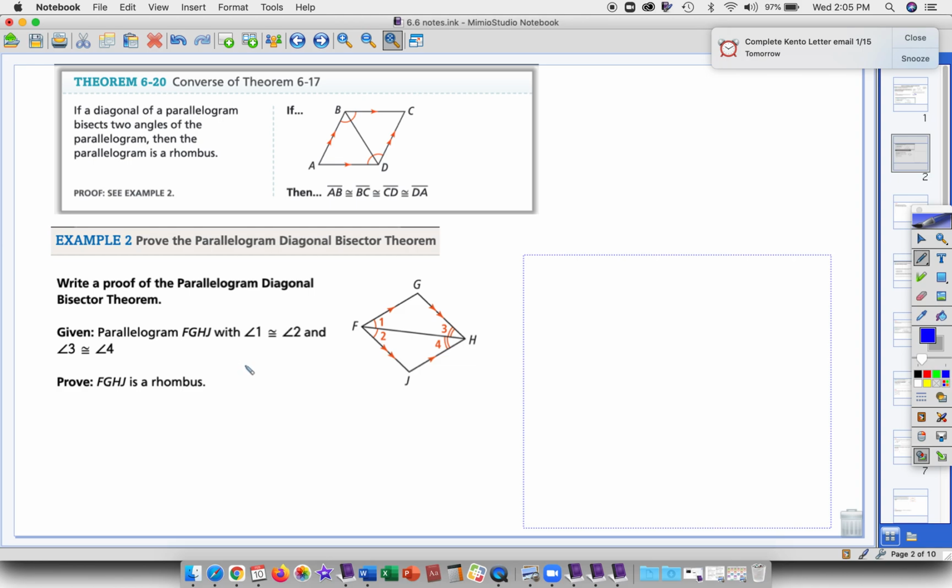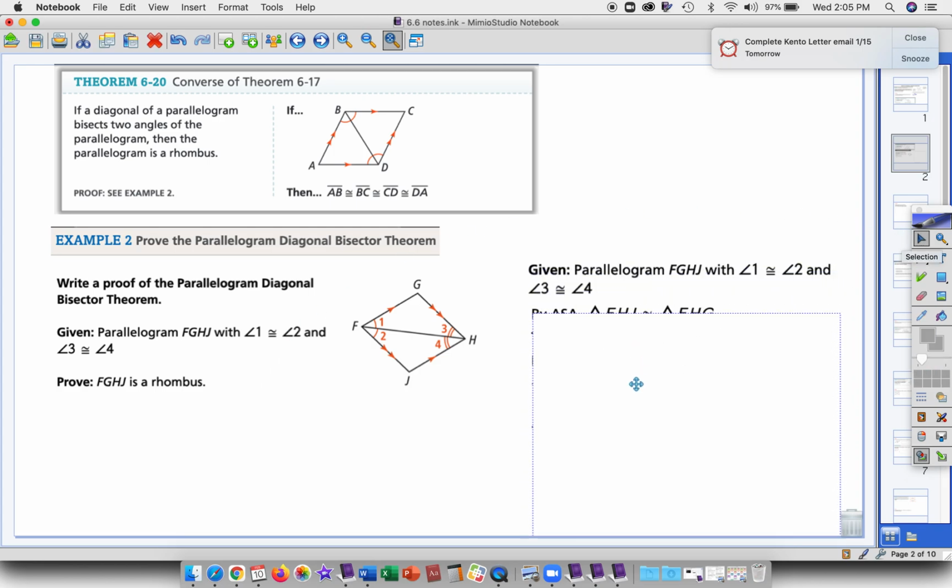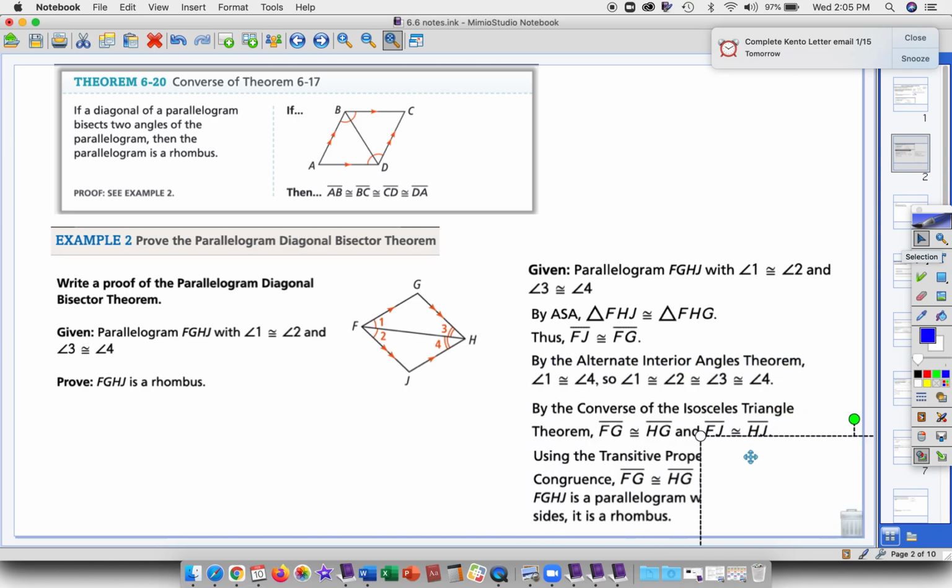So go ahead and pause the video, give this an attempt, and when you're done, come back and we'll compare ideas. Okay, so here's my version of the proof. You can read through this, and if you have any questions about it, ask in class. So go ahead and pause the video, read through the proof, and let me know if you have questions about it.